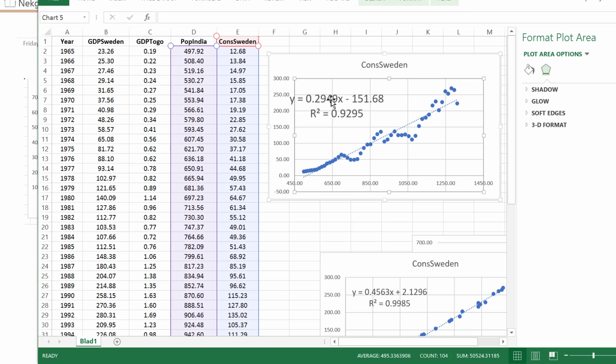When the population of India increases by 1 million, Swedish consumption increases by about 295 million US dollars. So there is clearly something going on here, something which tricks us into believing that there is a relationship between two variables where there really is no relationship at all. At least there is no causation. It's definitely the case that you cannot claim that the population of India is causing the consumption of Sweden.